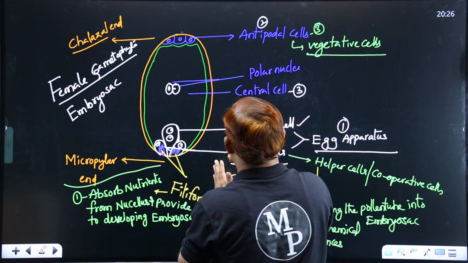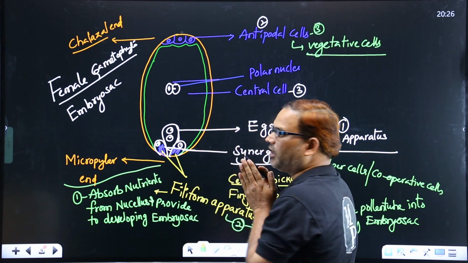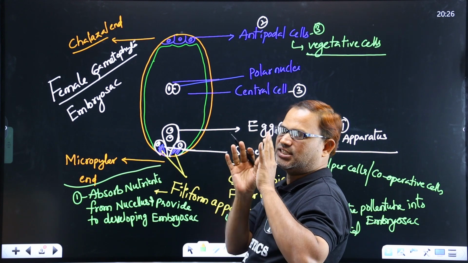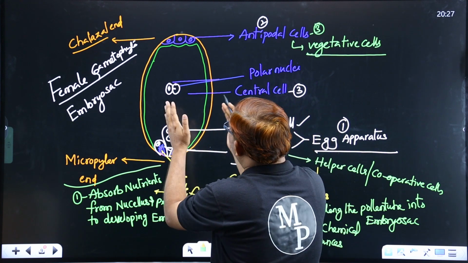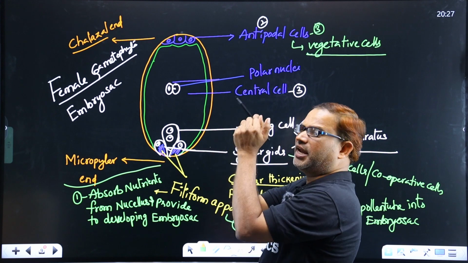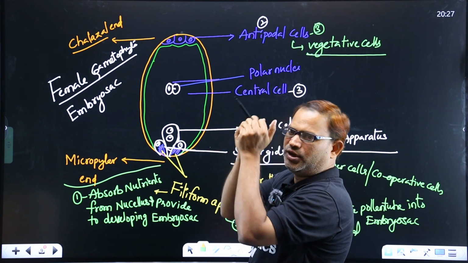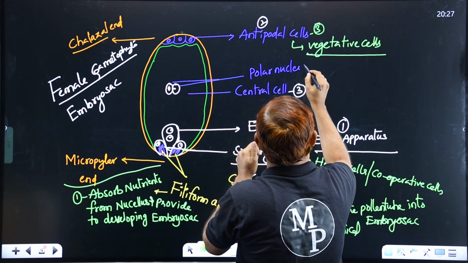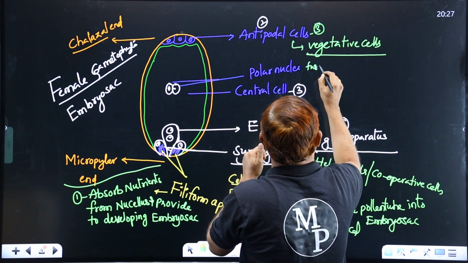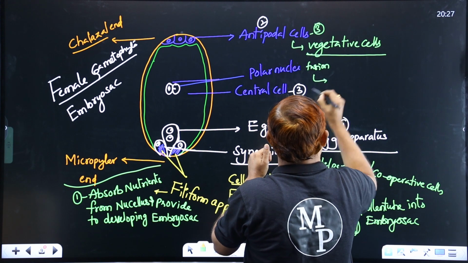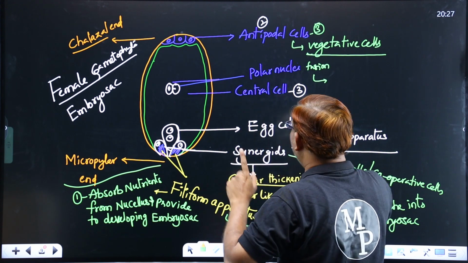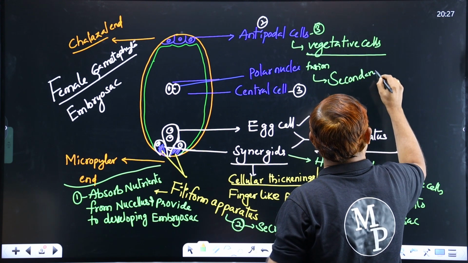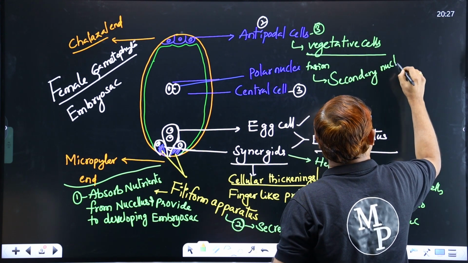Now coming to the next one. In the central cell, how many polar nuclei are there? Two polar nuclei. Before fertilization, these two polar nuclei unite. When fusion takes place, what is formed? A secondary nucleus. Secondary nucleus.